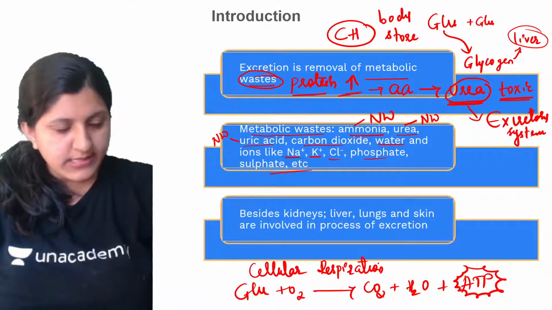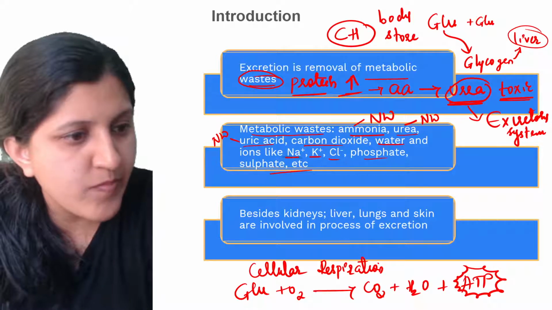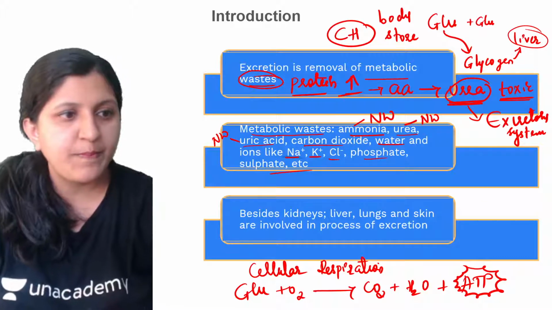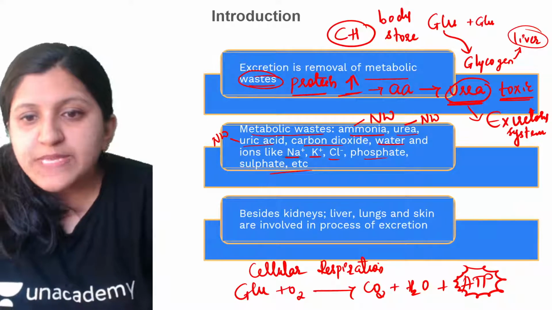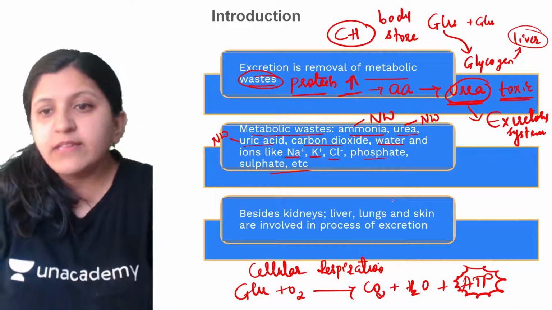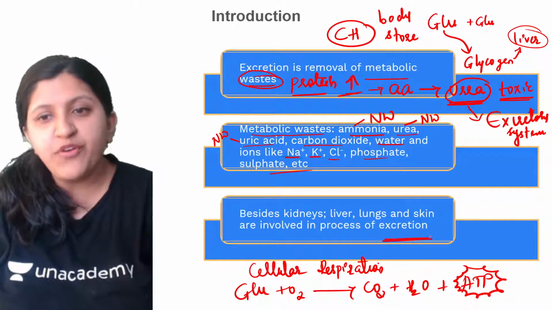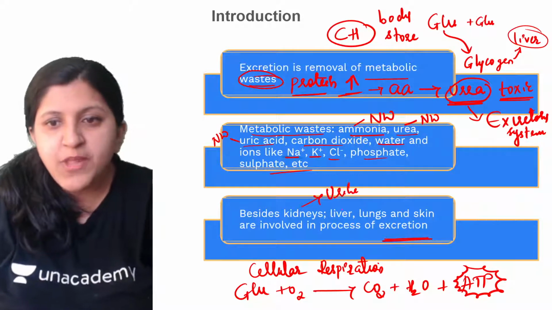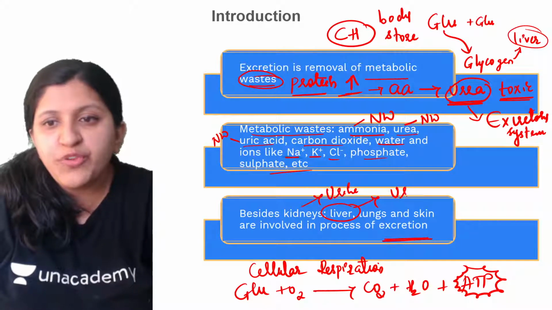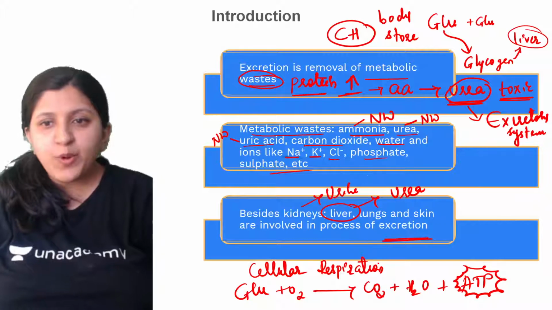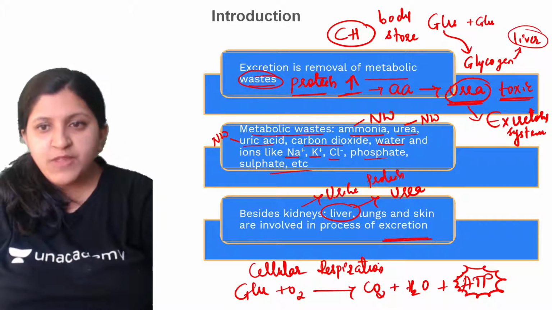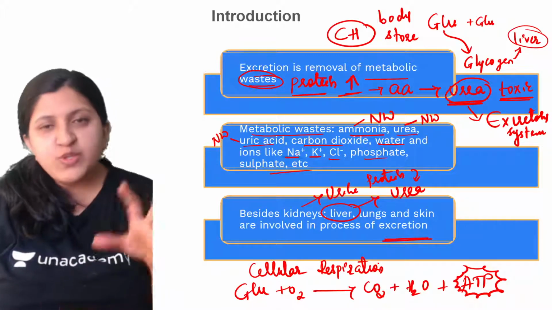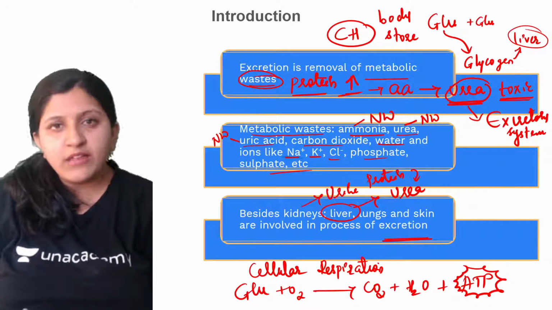Besides the kidney, the liver, lungs, and skin are also involved in the process of excretion. With the kidneys, urine formation occurs. The liver helps in the formation of urea itself: the excess protein you consume is converted into urea, and this urea we get rid of in the form of urine. This is also done in the liver itself.